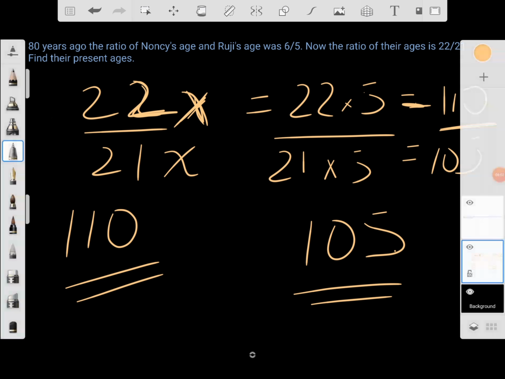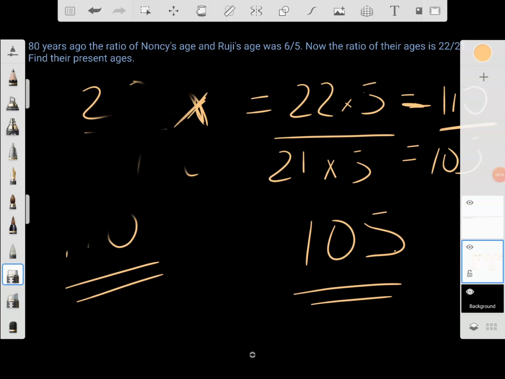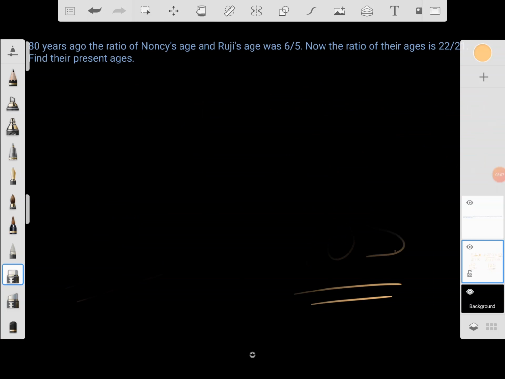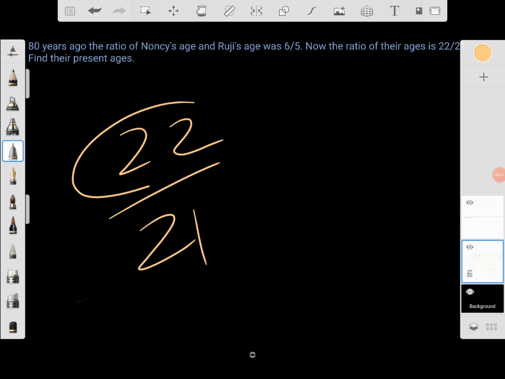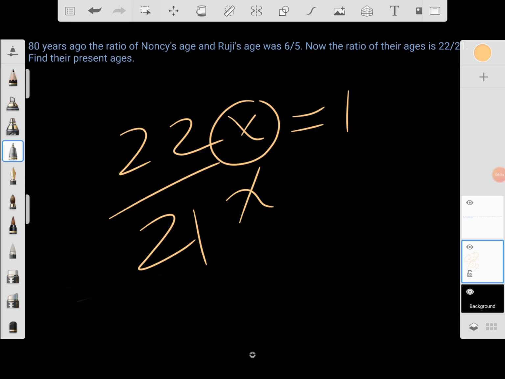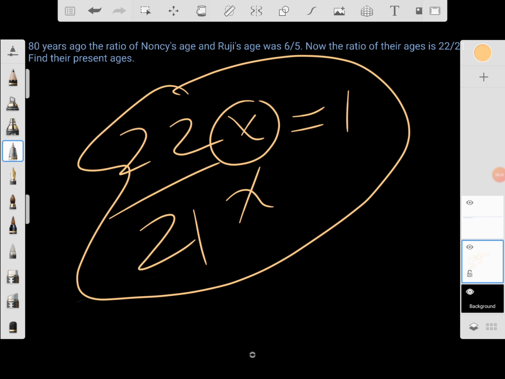Now in this case, when I say the ratio is 22 by 21, the ages could also be 22 and 21. But in that case, if you put x, you will get the value of x as 1. So 22 into 1 is 22, 21 into 1 is 21. So you see that this is not always the condition. It could change. That is why we put the variable x, because we don't know the exact value. Okay, I hope you understand.